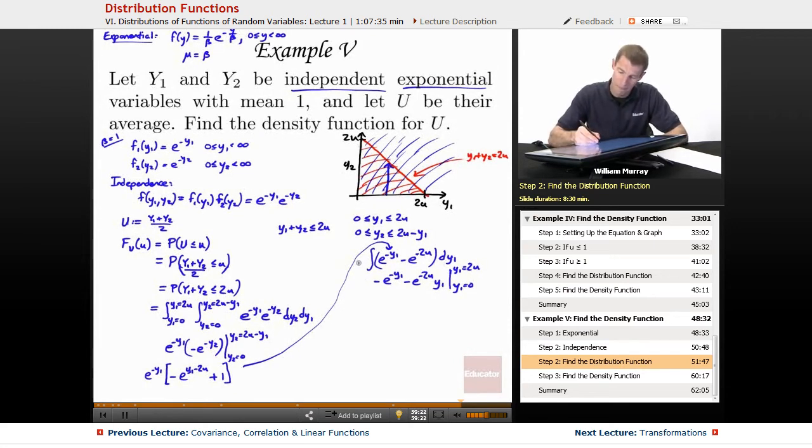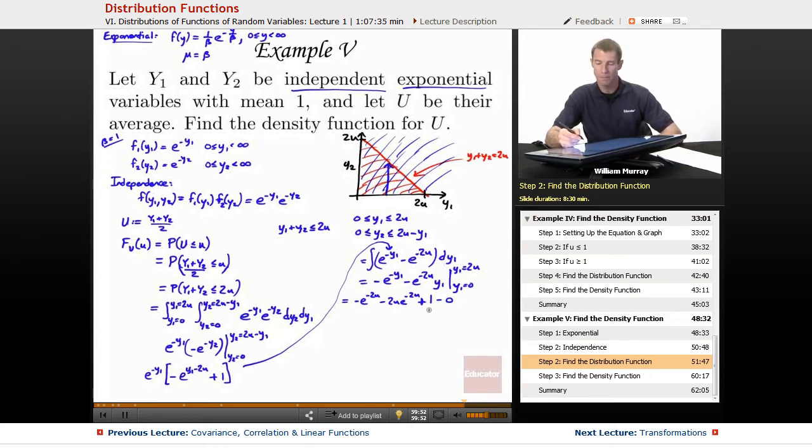So let me plug those limits in. The first one, I get negative e to the negative 2u minus, now y1 equals 2u, so minus 2u e to the negative 2u. Now y1 equals 0. I have minus a minus, so plus, y1 equals 0 gives me just e to the 0, which is 1. And my last term is just 0 because of the y1 term. And I think I've finally figured out my distribution function. My capital F of u is, let me rearrange the terms a little bit, get the positive 1 at the front: 1 minus e to the negative 2u minus 2u e to the negative 2u. So that's my distribution function.